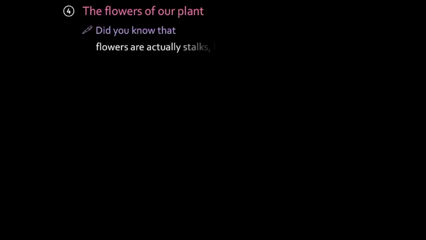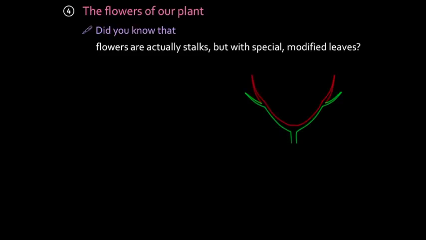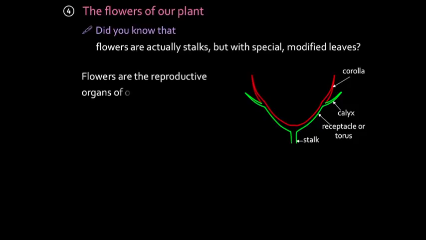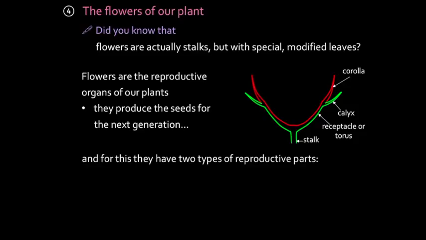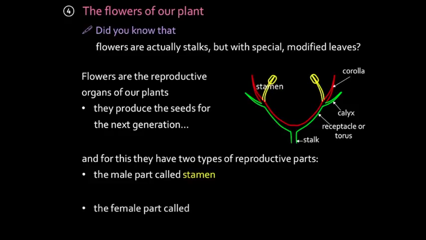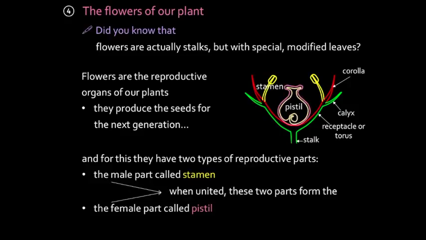Did you know that flowers are actually stalks with special modified leaves? Flowers are the reproductive organs of our plants. They produce the seeds for the next generation. And for these, they have two types of reproductive parts. The male part, called stamen, and the female part called pistil. When united, these two parts form the seed.